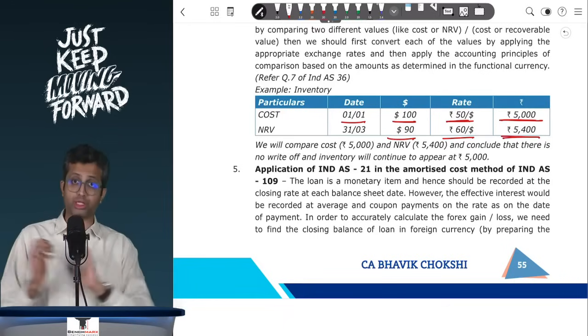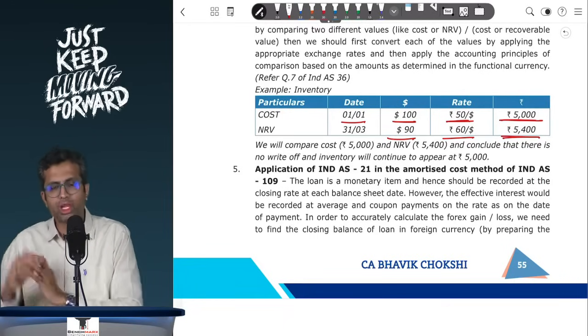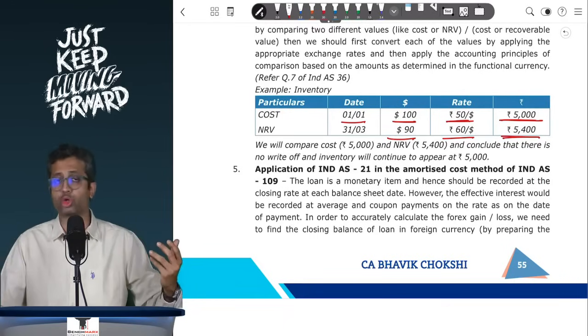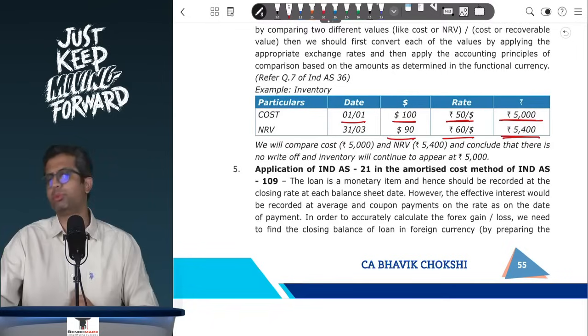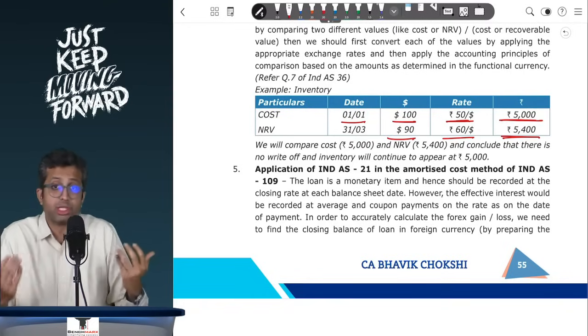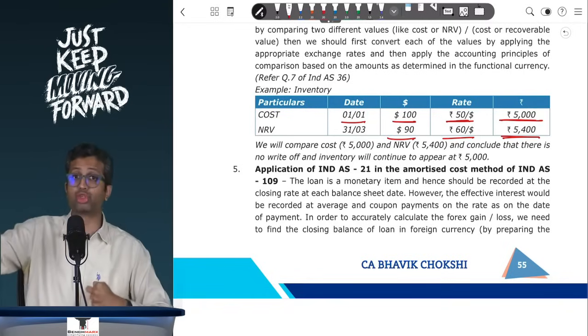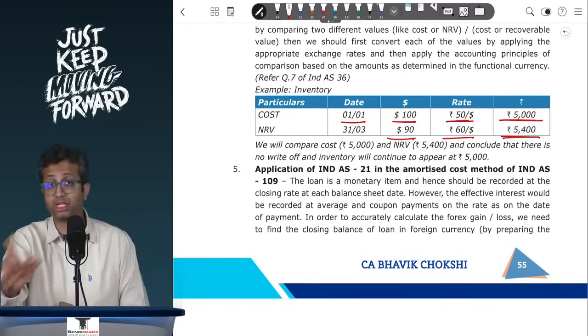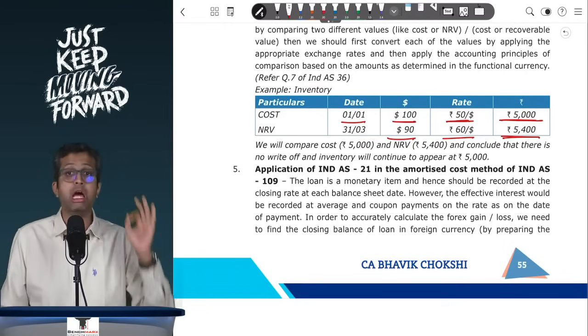So the challenge over here is, what do you think? Will I put the write-off looking at the dollar balances or rupee balances? Well, the standard says rupee balances. In dollars, I might show that I'm getting $10 less. But how does it matter? In my balance sheet, I had shown that this asset is worth 5,000. It is capable of giving me 5,400. So there is no write-off.